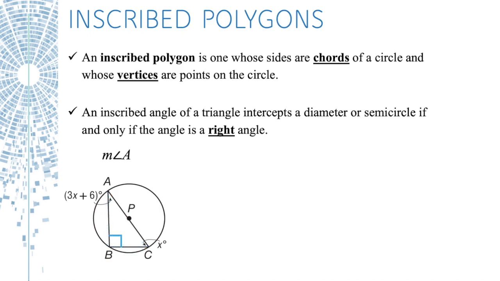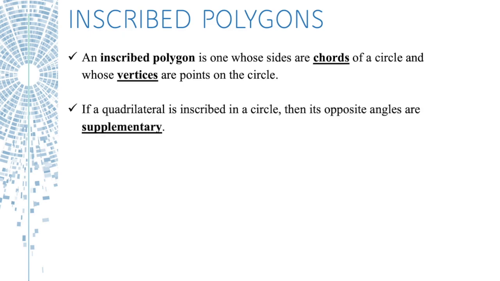Let's say we want to find the measure of angle A. Well, we can solve for x. 90 degrees of the triangle is already taken up by that right angle, which means there's 90 degrees left. So 3x plus 6, the measure of angle A, plus x, the measure of angle C, equals 90. And we can solve for x. X equals 21. We can plug that back into the measure of angle A to find the actual measure of angle A, which is 69 degrees.